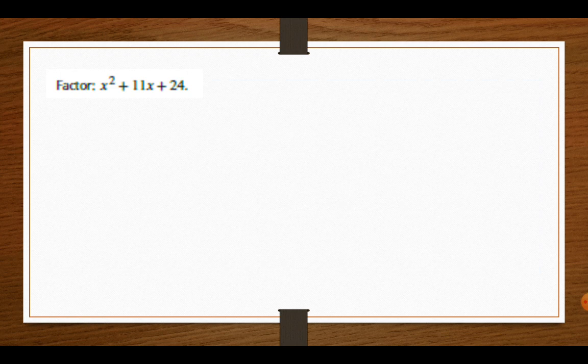So here's an example. We have x squared plus 11x plus 24. Again, my a value is equal to 1, making this the quote easy version of the AC method. And so our task is to identify the solution to those two questions we posed.